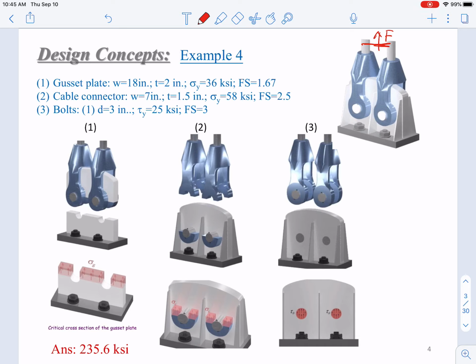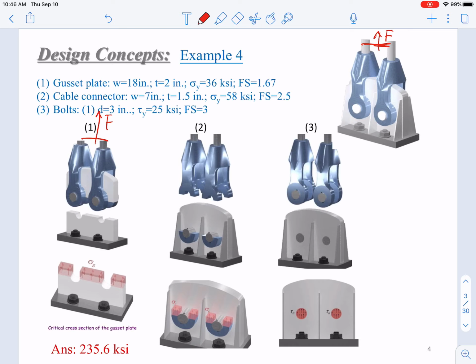Let's look at part 1, the gusset plate. As I said, this gusset plate is just this white-colored plate. Well, this is a typical problem in chapter 1. When you have such a plate with 2 holes on it, and you're loading it in such a way that F is applied to here, what kind of stresses will be generated in this plate?